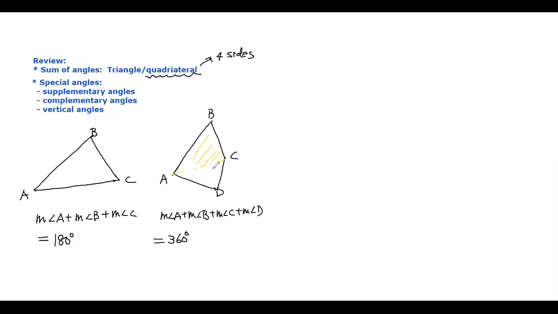You divide it into two triangles. And from the previous, we know each triangle is 180 degrees. So when you add the two triangles together, it's 360 here. That's why the quadrilateral adds up to 360. Okay, now the next ones, we're also going to know some special angles.